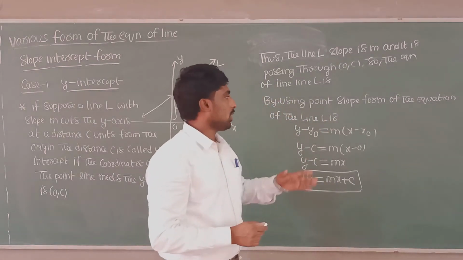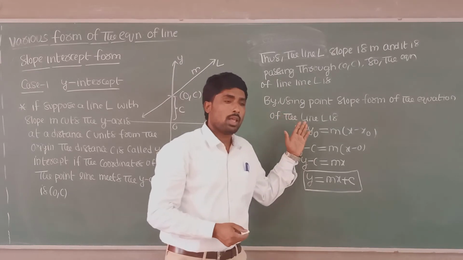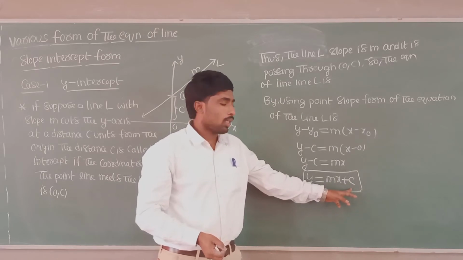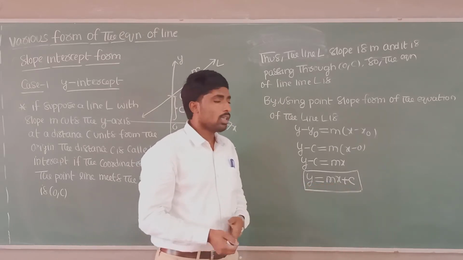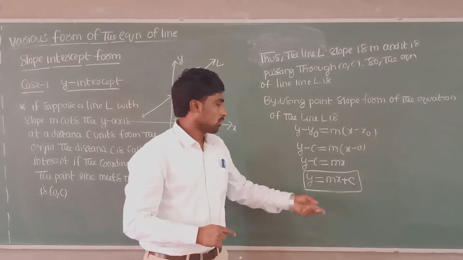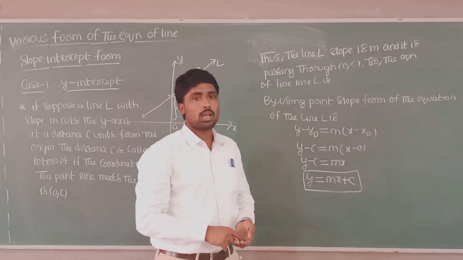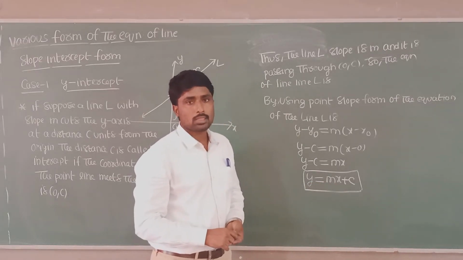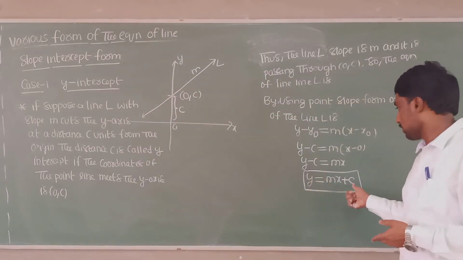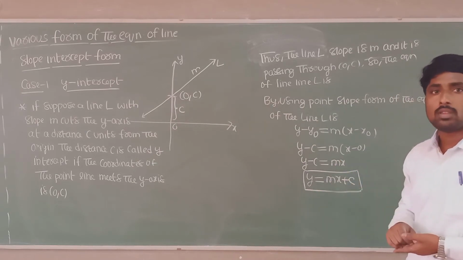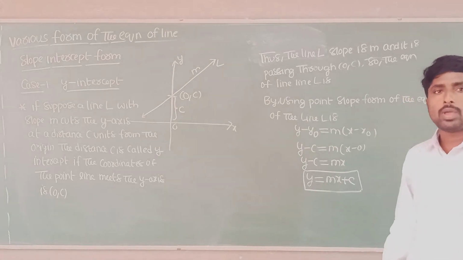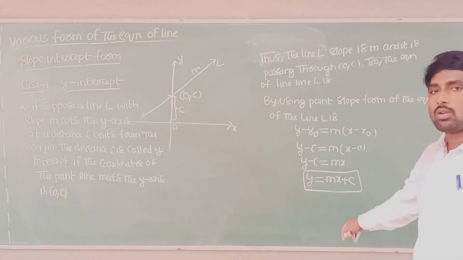All of you listen very carefully. If a line cuts the y-axis at a distance c units from the origin and the line slope is m, then the equation of the line is y equal to mx plus c. Is it clear, everyone? They will ask questions based on this formula. If they ask for the equation of a line with y-intercept c and slope m, the direct formula is y equal to mx plus c. All of you note this down.